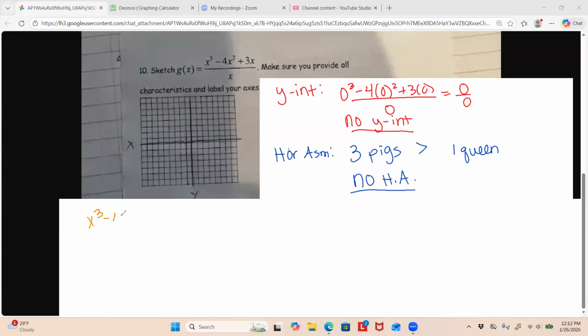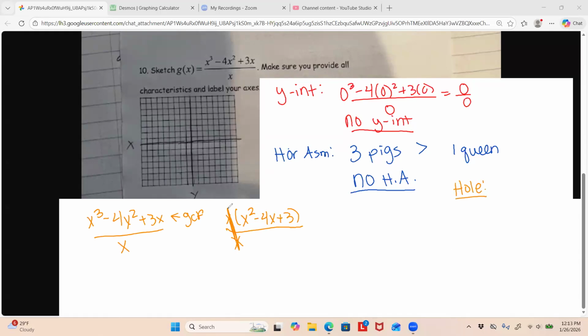x cubed minus 4x squared plus 3x all over x. I see a GCF right here. They all share an x. Let's pull that out. So that would leave x squared minus 4x plus 3 over x. This will cancel. When something cancels, you do get a hole in the graph.